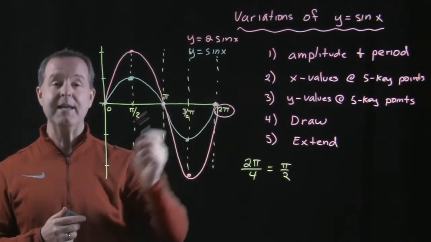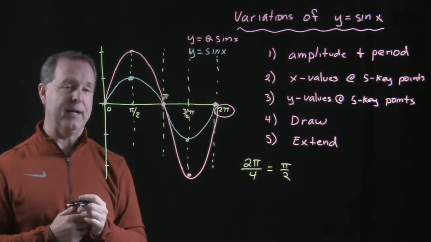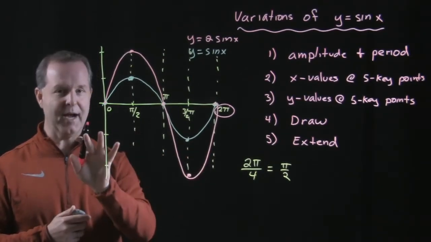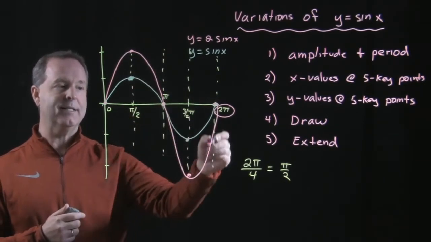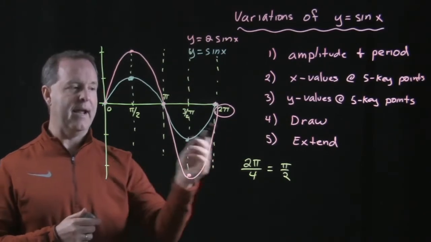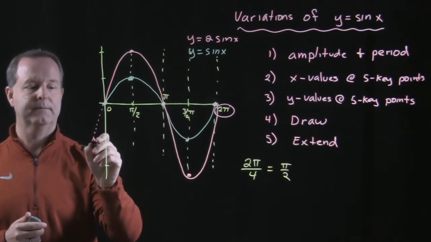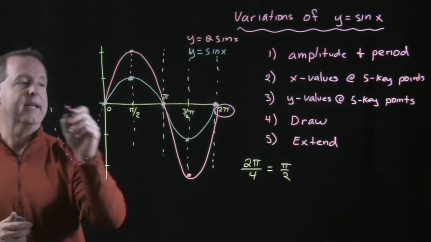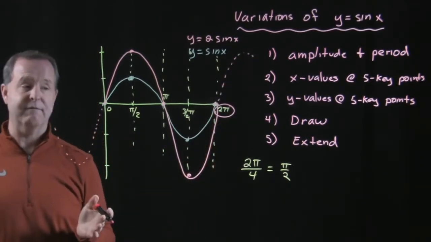So we took the 5 key points in step 2 and evaluated them in step 3. Step 4, you guys can probably do better than me, is draw a nice, smooth, continuous curve that connects those 5 points. And then step 5, where necessary, that's where you extend the graph as needed, because you know it's going to continue on in a periodic fashion.